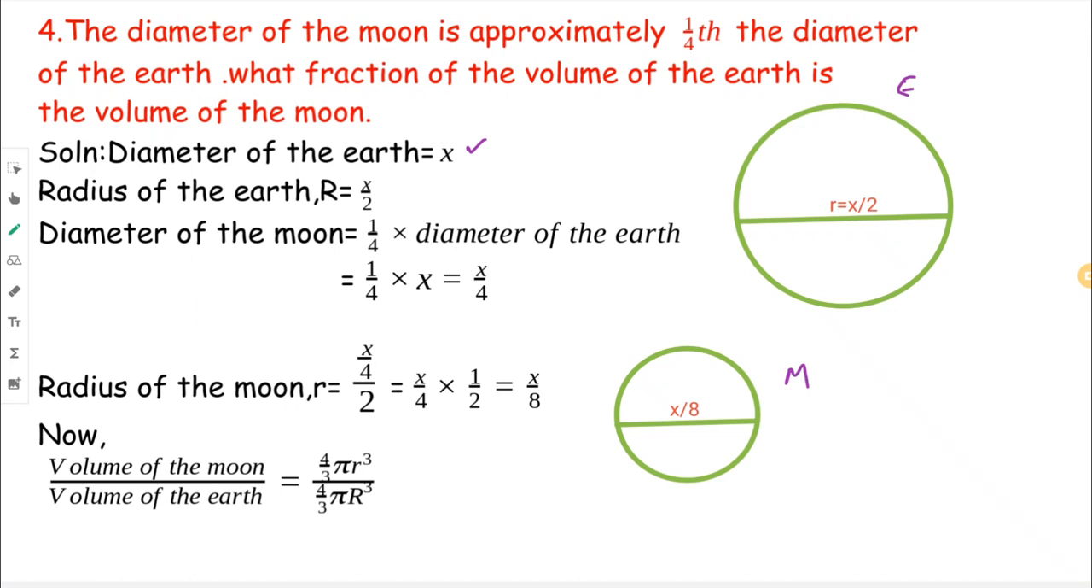All right, so if I take the diameter of the earth, right, to be x, then radius will be x by 2, and of course capital R here, right? Now let's also try to find the diameter of the moon. What did this say?